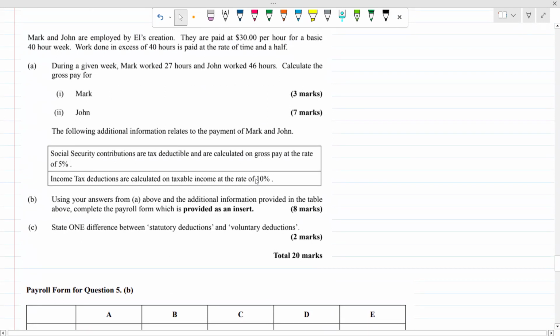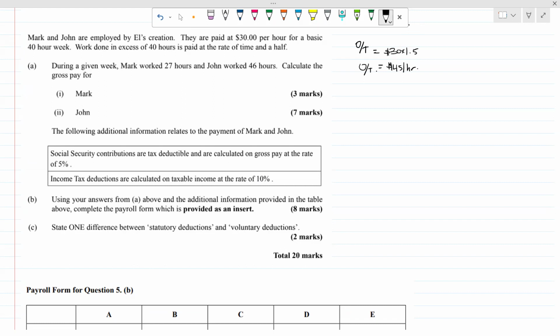Mark and John is another question here, and similar to one that we did earlier on, we're gonna have to complete a payroll form. So Mark and John are employed by L's Creation. They are paid $30 per hour for a basic 40-hour week. Work done in excess of 40 hours is paid at the rate of time and a half. So I like to write my overtime rate somewhere where I could see it. $30 by 1.5, $45 per hour is the overtime rate, right?